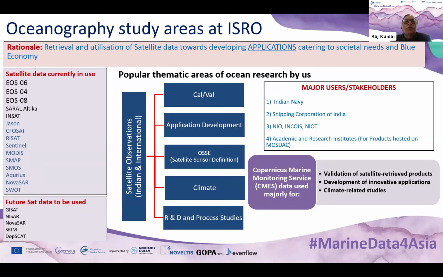So what oceanography studies we are doing in ISRO overall. On the left hand side, you can see which satellite data we are currently using. In the black color, you can see these are being used: EOS-06, EOS-04, EOS-08, Saral Altica, INSAT, and some of the satellites which are with other agencies that we are using, and the future data will be used.